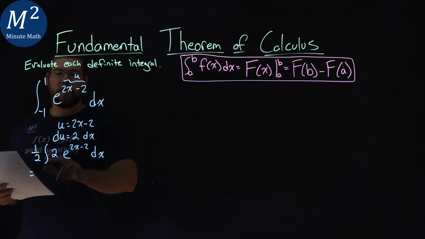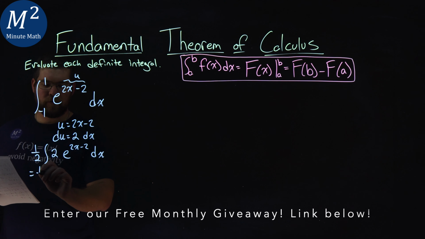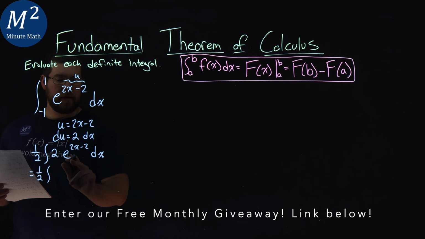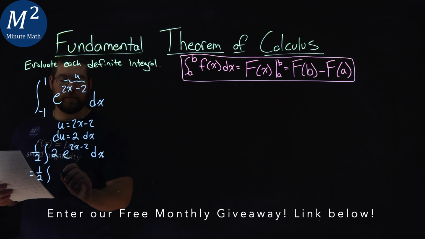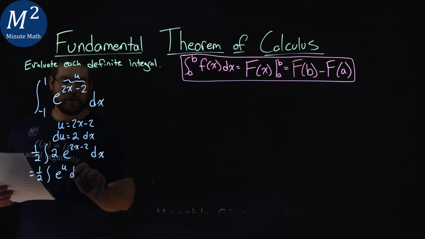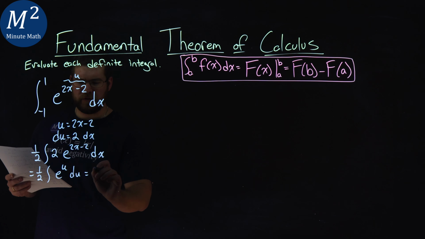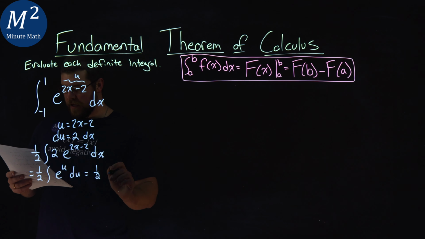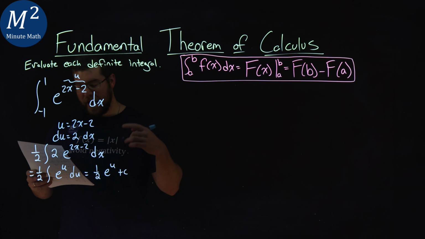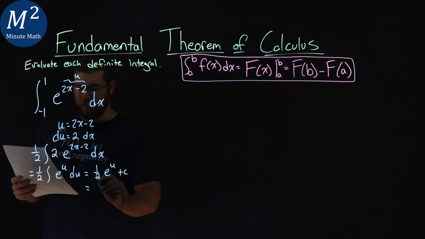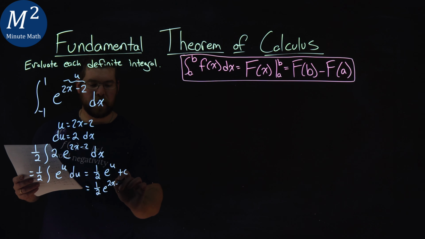Now notice I'm not putting it from negative 1 to 1. I'm just trying to find what the integral is first here. So I have a 1/2 here. Let's write it in terms of u. We have our du is 2 dx, and u is 2x minus 2. So we have e to the u power du. What's the integral of e to the u du? That's just, with the 1/2 here, the integral of e to the u is e to the u plus c. If we plug x back in for u, we have 1/2 e to the 2x minus 2 plus c.